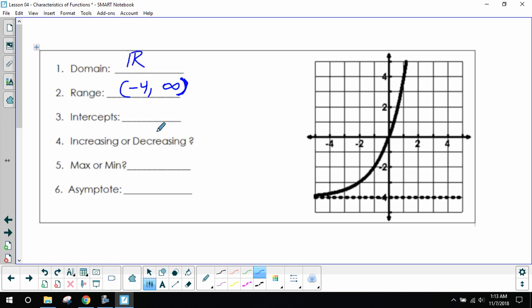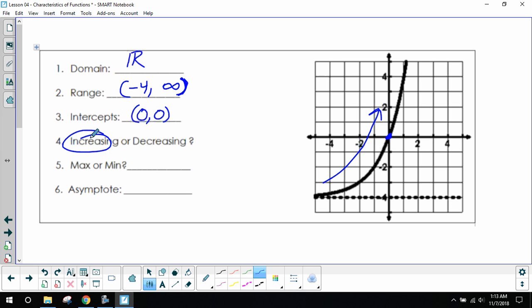Intercepts, do we have any? Yep, we got 2 in one spot, 0, 0. The y and the x intercepts in the same spot. Is it increasing? Sure is. Do we have a max?